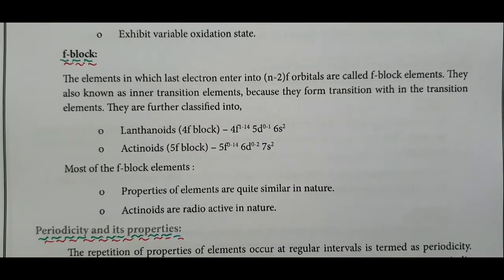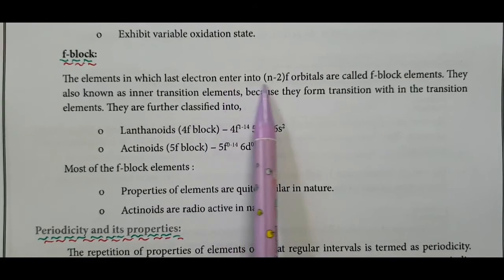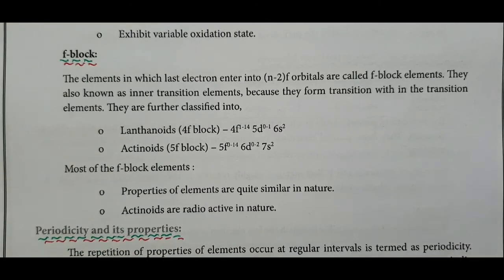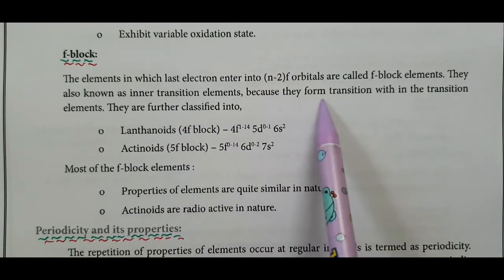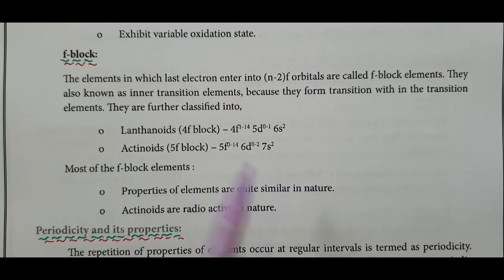state. F-block elements. The elements in which the last electron enters the (n-2)f orbitals are called f-block elements. They are known as inner transition elements because they form a transition within the transition elements. They are further classified into lanthanoids, 4f-block elements, general electronic configuration 4f1 to 14, 5d0 to 1, 6s2, and actinoids, 5f-block elements, 5f0 to 14, 6d0 to 2, 7s2.